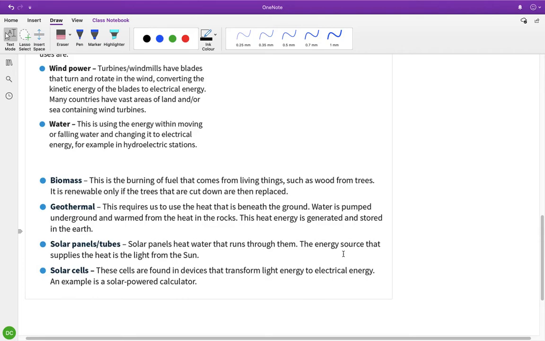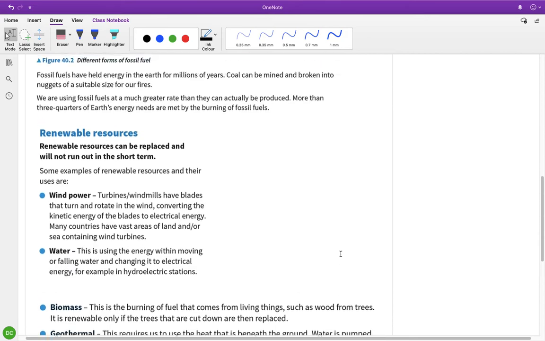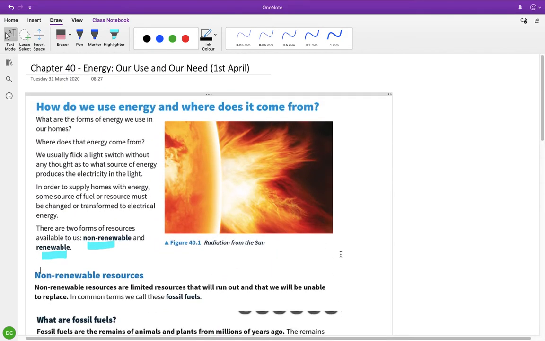Sorry, they're talking here about solar cells. These are found in devices that transform light energy into electricity. That's what a photovoltaic plate does. Some calculators are solar powered, and you can get watches that are solar powered and stuff like that. That's where they transform the light energy from the sun into electrical energy, and you can do that in your house as well.